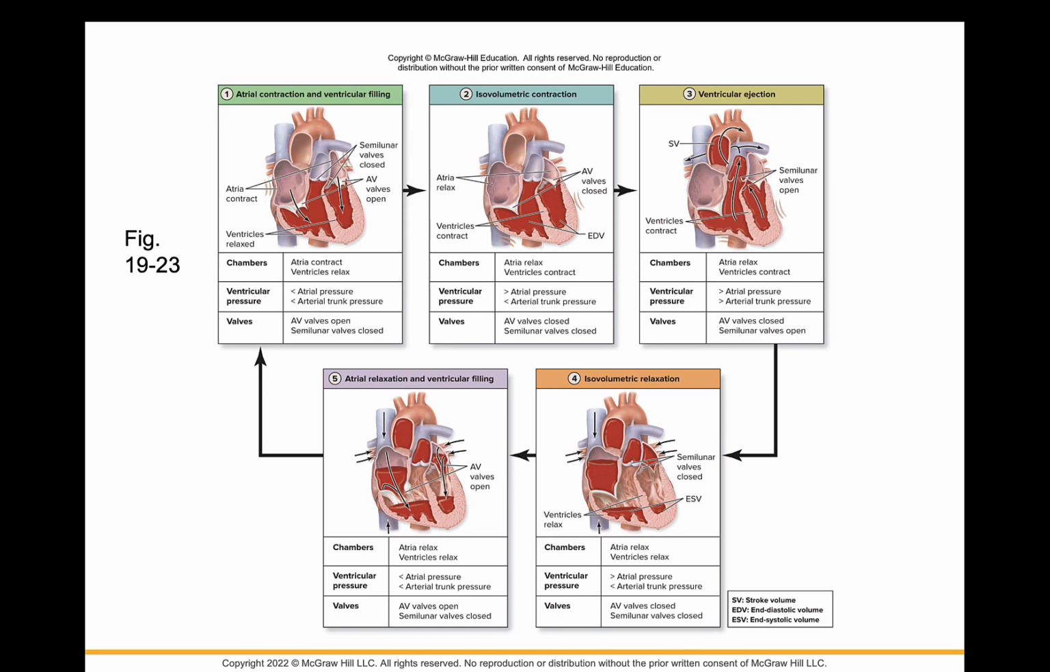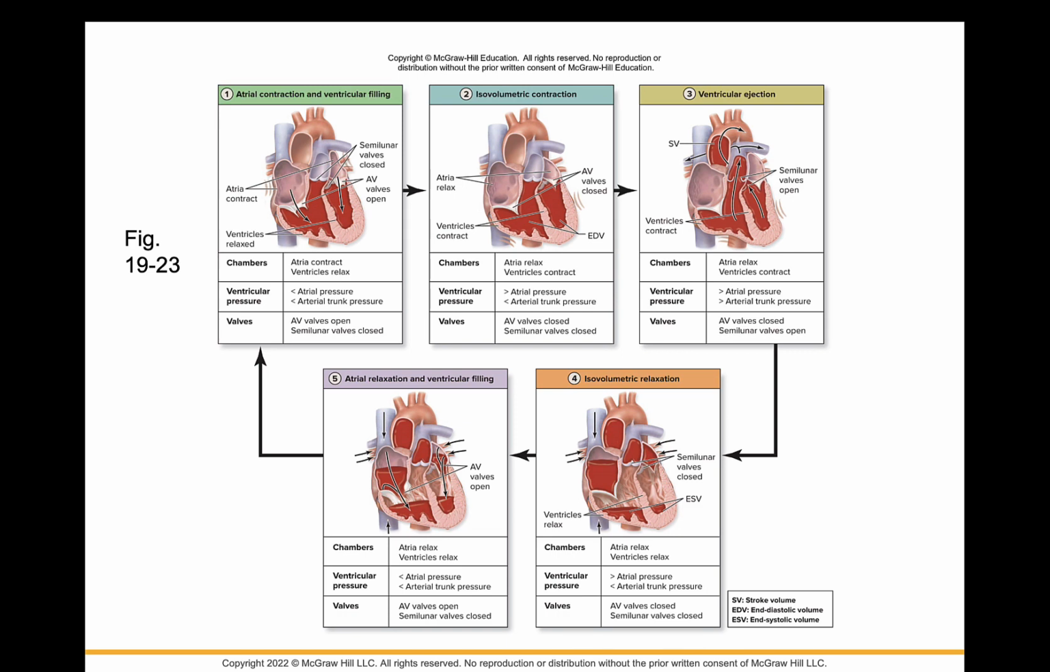Now is the isovolumetric contraction. The atria are relaxed, but the ventricles are now contracting. Ventricular pressure is greater than atrial pressure, causing the AV valves to close, but it's also less than aortic pressure, so the semilunar valve is still closed. Remember, during the isovolumetric contraction phase, the ventricles continue to contract until ventricular pressure is greater than aortic pressure, and we now enter the ejection phase.